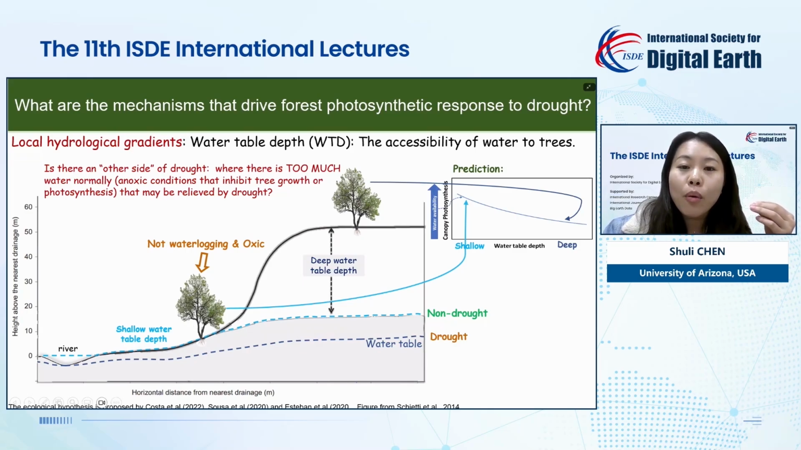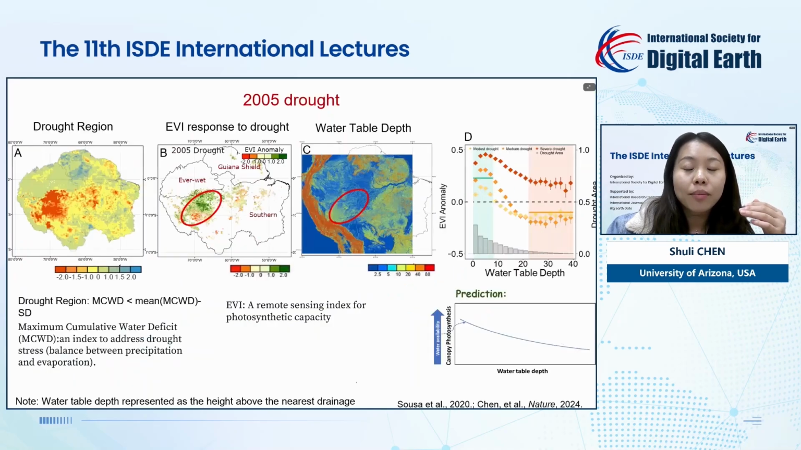But the deep water table forests tend to always have harder access to the water because they have a longer distance to the water table. So if this is true, I would predict the shallow water table forest would have a higher response than the deep water table forest. That is, the forest photosynthetic response decreases as the water depth increases. So this is called the "another side of drought" hypothesis, where there is normally too much water that can be relieved by the drought.